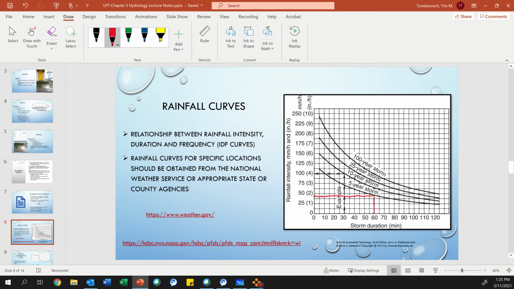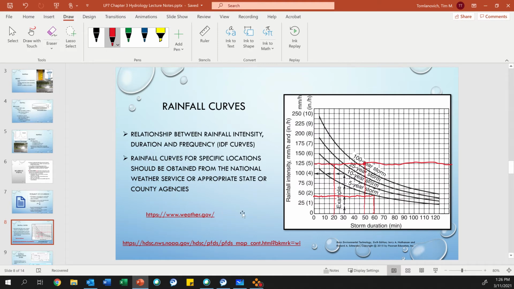Now let's say I have an intensity of 5 inches per hour, and that duration lasts 20 minutes. So I come up to 20 and I intersect there. So I'm between a 10 and a 25-year storm. Say it lasts 50 minutes. We're above a 100-year storm event. As you go to the right, the duration of these storms are less and less. So that's how you can interpolate that graph.